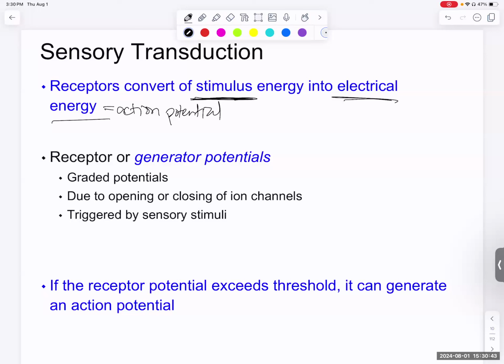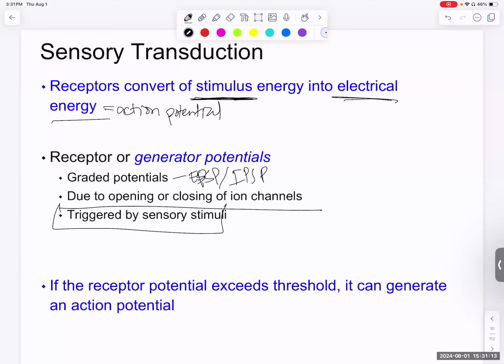Receptor or generated potentials, these are your graded potentials, right? Your excitatory postsynaptic potentials, I guess can be inhibitory. And so they are basically opening and closing ion channels. These opening and closing of ion channels are going to be triggered by the specific stimulus. So each receptor is only responding to a specific energy modality to make that graded potential happen.